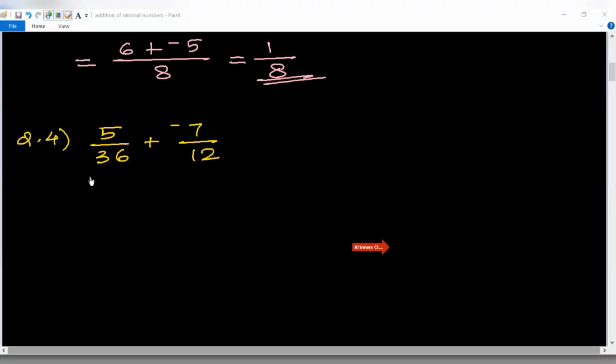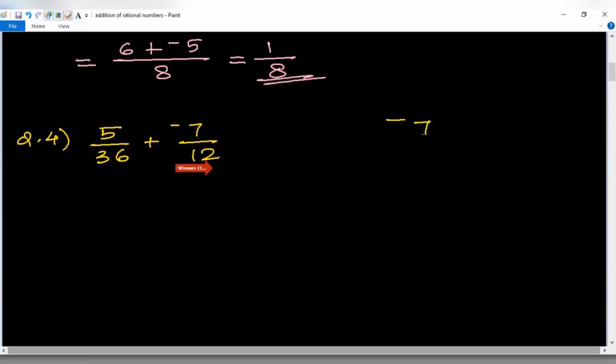This is our next question. 5 by 36 plus negative 7 by 12. See here also the denominators are not the same. So we have to make them the same if we can do it easily. See here, 36 and 12. Okay, we know 12 into 3 is 36. So we can easily convert this 12 into 36.